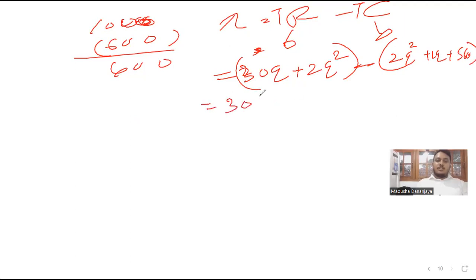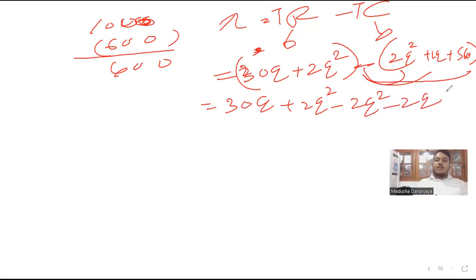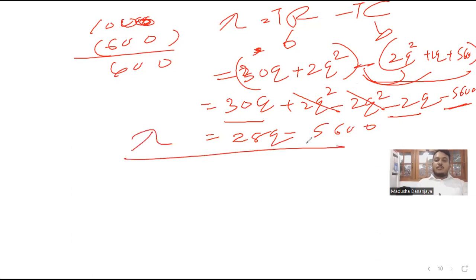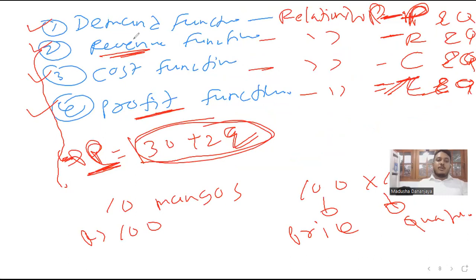Now simplify. Let's keep 30Q plus 2Q squared as it is. Minus 2Q squared, minus 2Q, minus 5,600. Now 2Q squared and minus 2Q squared set off. Then 30Q minus 2Q, 28Q. Keep this minus 5,600 as it is. Profit function will be 28Q minus 5,600. With that, we are done with deriving all the four functions: demand function, revenue function, cost function, profit function.